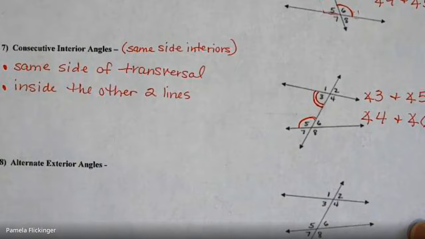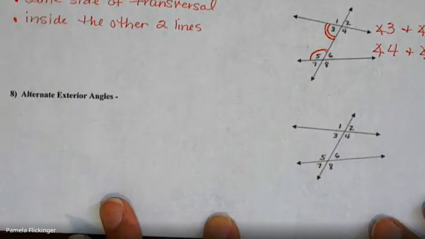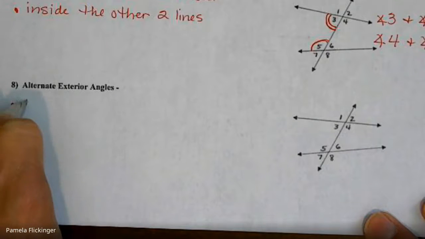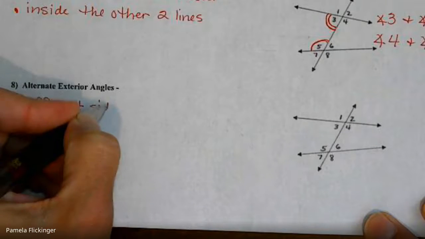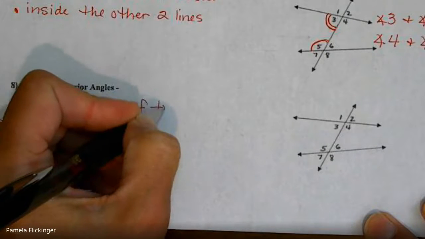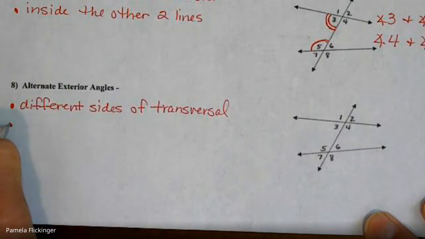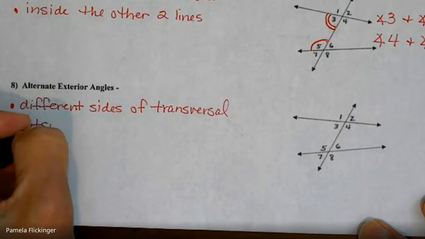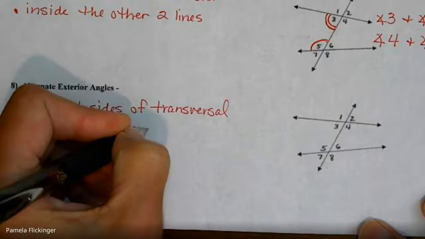And then the last angle relationship are called alternate exterior. So again, the word alternate tells us these are on different sides of the transversal. And exterior tells us they will be outside the other two lines.